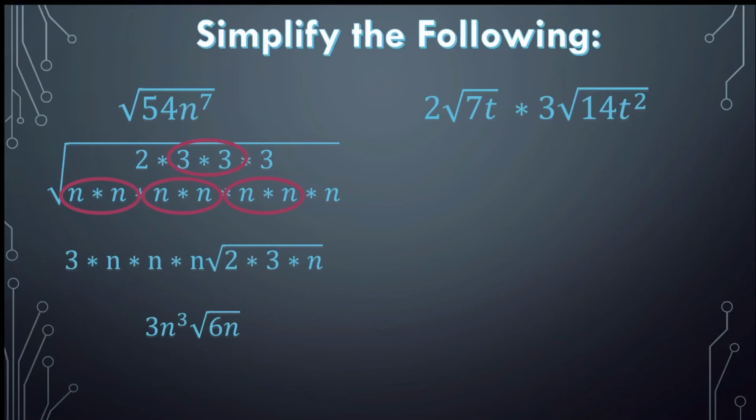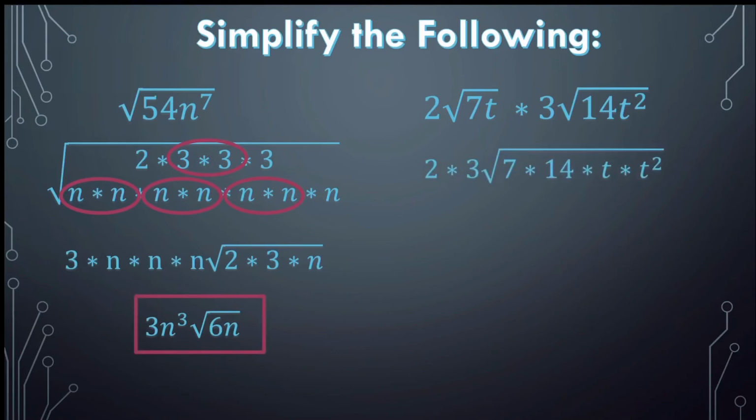Okay, so here's how I do this one. First, you're multiplying radicals. So you can do that. I would do 2 times 3, and then I'd put everything under one big radical. And don't worry, we're going to go in. There's another video. There's a whole day on this. But I wanted to touch on it.